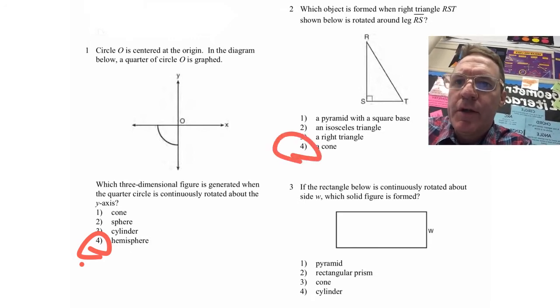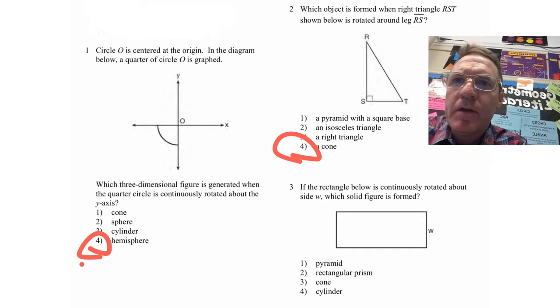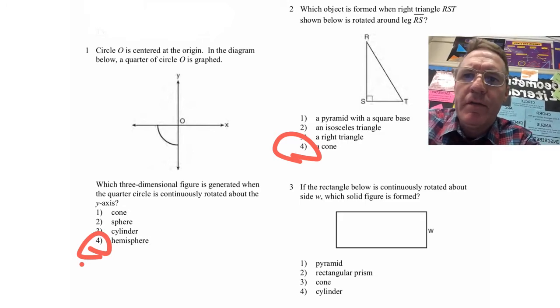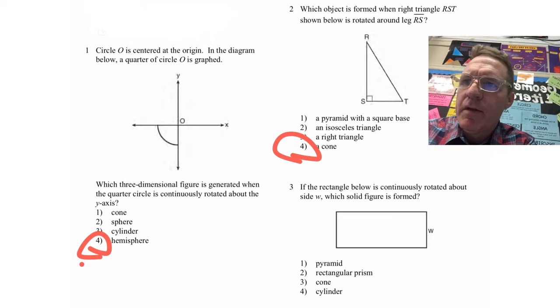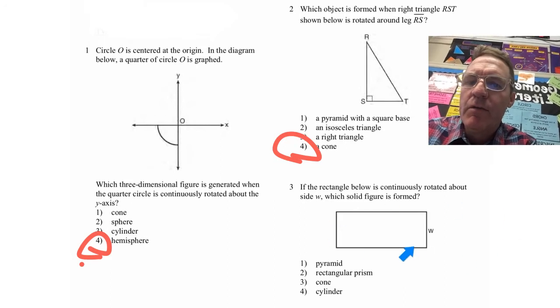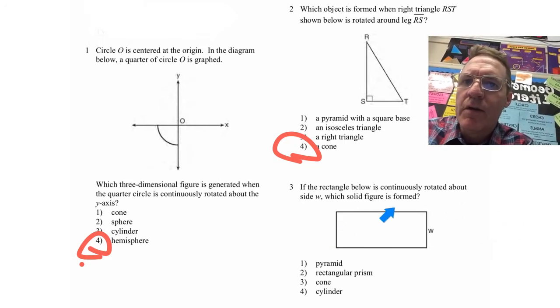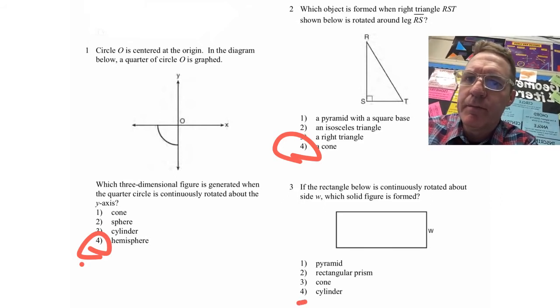And then the last one here: if the rectangle below is continuously rotated about side W, which solid figure is formed? We're rotating it again about this side here, the short side. So it's going to be rotated around this way, and it's going to create that really short and wide cylinder. It kind of looks like a tuna fish can. So that's going to be a cylinder. Let's circle that one.